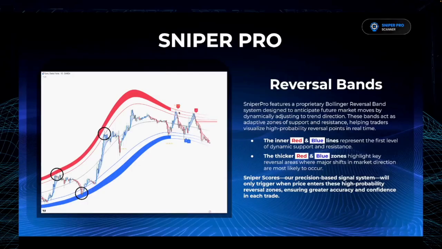And it's very important to understand that the sniper scores, which are these red and these blue cards over here, they will only trigger when price is inside of these Bollinger reversal bands.